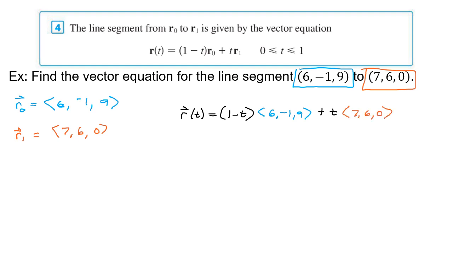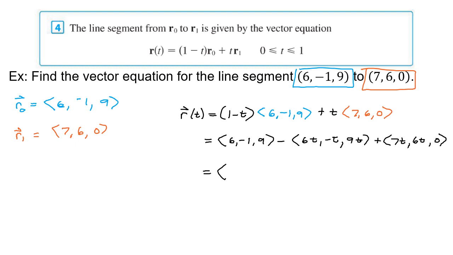And then we just manipulate this and make it look a little bit nicer. So I'll have a 1 times that whole vector. That'll give me the 6, -1, 9 again. Then I'll end up with a minus t on each one of them. So that'll be a 6t, a -t, and a 9t. I just left the negative in front. And then I'll have a 7t, 6t, and still 0.